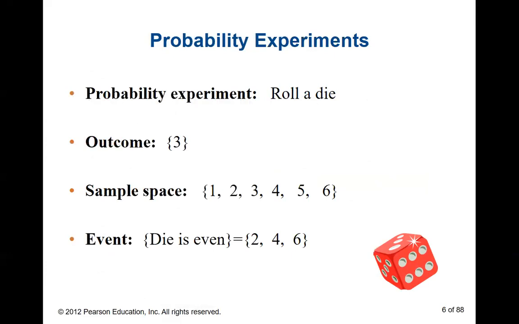If we talk about the experiment, that's just the fact that I'm rolling the die, okay? My outcome might be that when I roll, I get a 3, all right? Because only one side is going to be facing up when I roll that die. And then my sample space includes everything that's possible on that die. All right, so far so good?